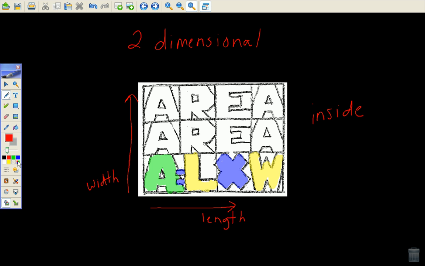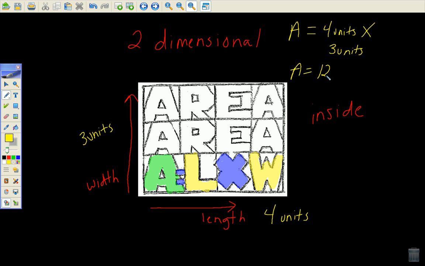So let's actually do this one just using this figure right here. If we look at the length, it's 1, 2, 3, 4 units, right? It's 4 units long. The width is 1, 2, 3, so it's 3 units wide. Now my formula says area equals length times width, so I don't know my area yet. My length was 4 units, and I'm multiplying that by 3 units. So I'm multiplying my length times my width. So 4 times 3 is 12.